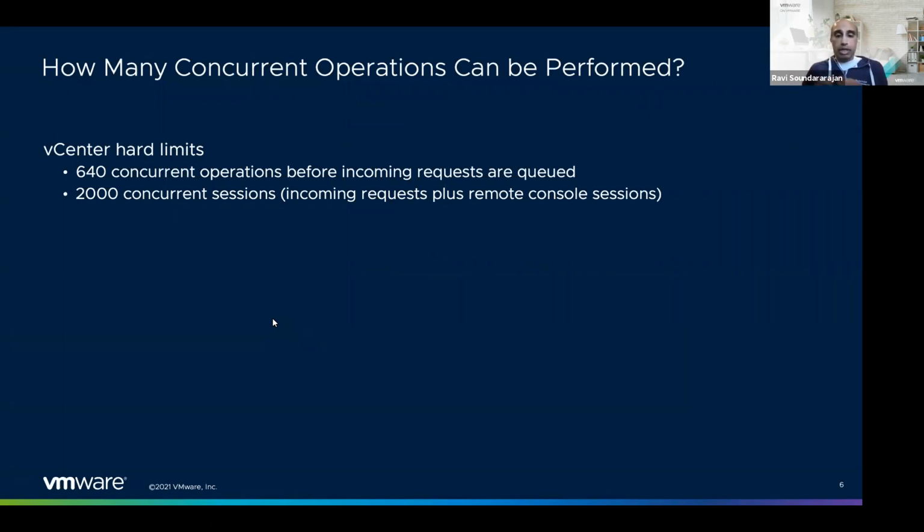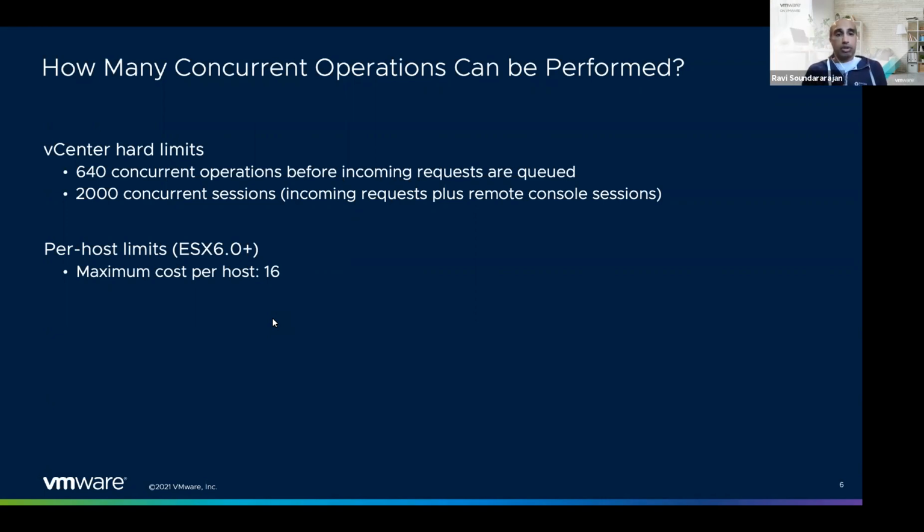Another hard limit is vCenter can support up to 2,000 concurrent sessions. So that's 2,000 logins, whether it be by a UI or an API. It also includes remote console sessions, so remote consoles to VMs. vCenter can accommodate up to 2,000. After that, it will start rejecting requests. So if you bump up near that limit, you're going to start seeing your logins fail. So those are some hard limits. But those are vCenter global limits. So if you sent them to vCenter and everything else was perfectly concurrent, that's what you would get.